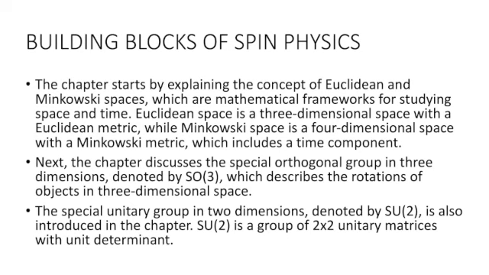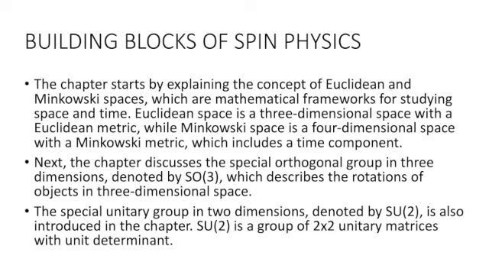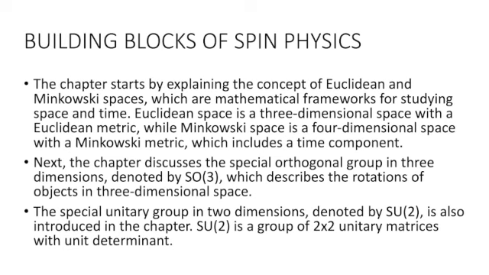The next part of the chapter discusses the special orthogonal group in 3 dimensions, denoted by SO3, which describes the rotation of objects in a 3-dimensional space. The special unitary group in 2 dimensions, denoted by SU2, is also introduced in the chapter. SU2 is a group of 2 by 2 unitary matrices with a unit determinant.